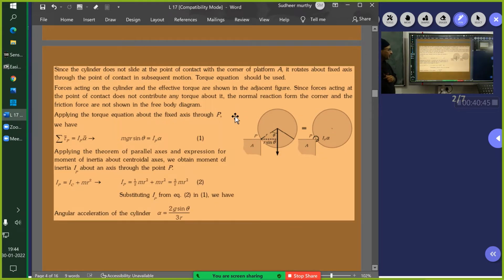What is their solution? Everything is same. Only thing is they are not shown these two forces here. I have shown these two forces here. Because they will get cancelled, they have not shown those forces.